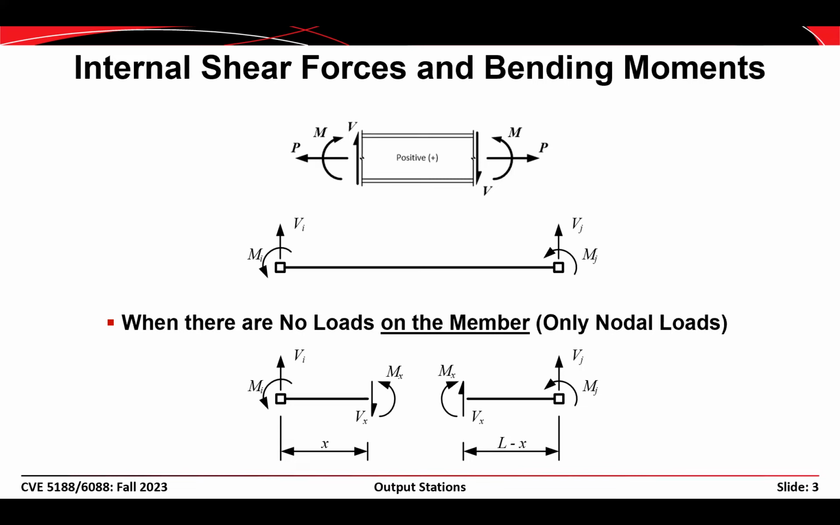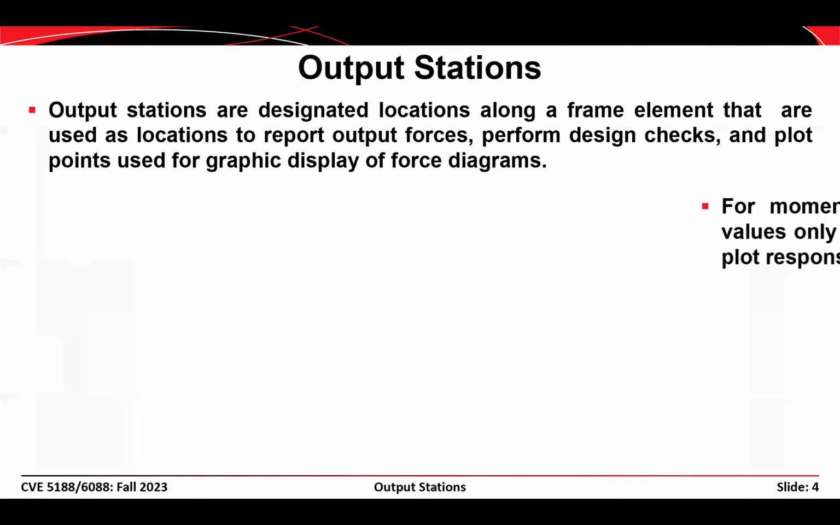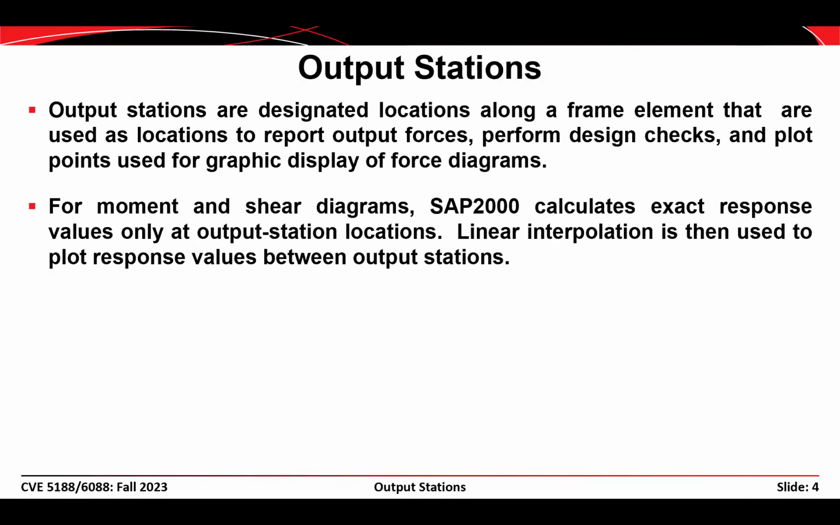Now, by default, SAP will calculate member actions. Member action is an axial force, a bending moment, a shear force. It'll calculate member actions at every node, so at each end of every element, and at the predefined output stations. For bending moment and shear force, it uses linear interpolation between the output stations.